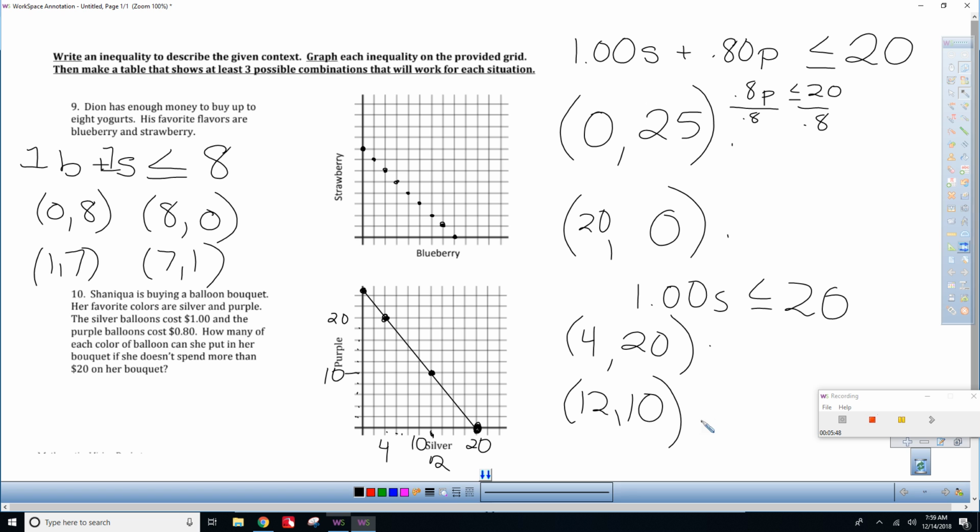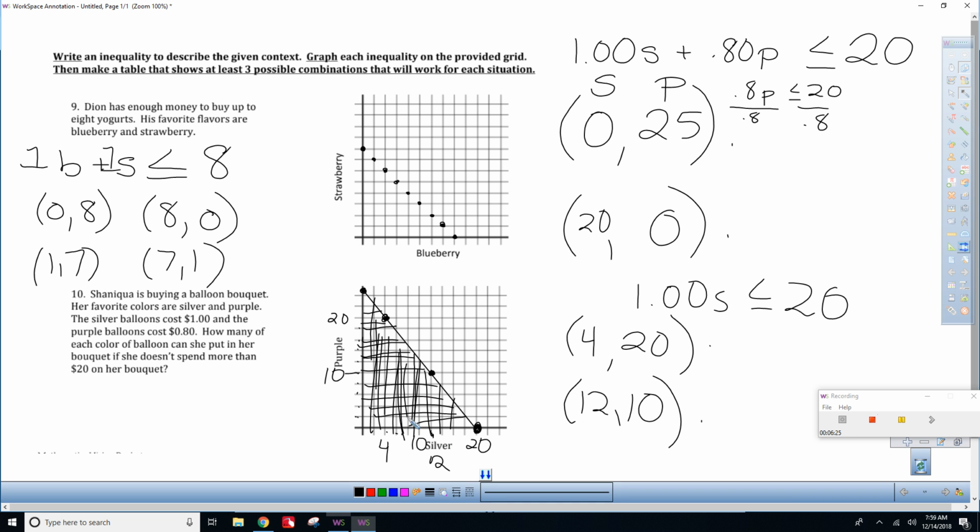Again, purple is on this axis. No, silver is on this axis, excuse me. And purple is on that one. Let's see, 0.8, that's just a little off. No, let's see, 4 point plus, yeah, that's exactly right. And obviously, I could buy anything less than that. I guess I should have made that more clear.